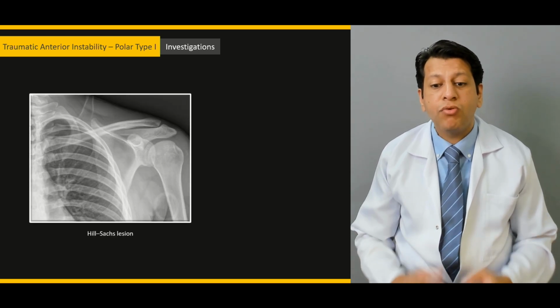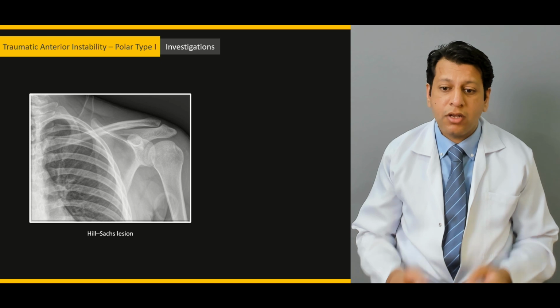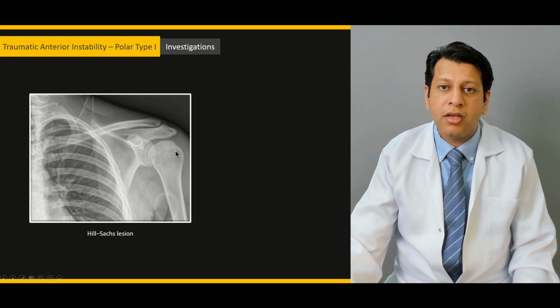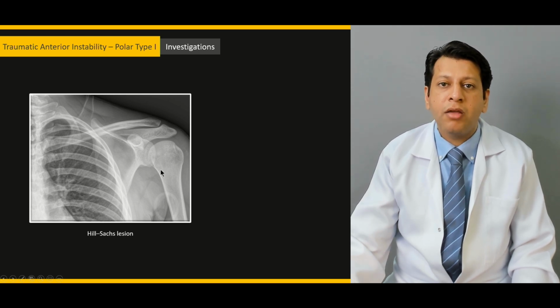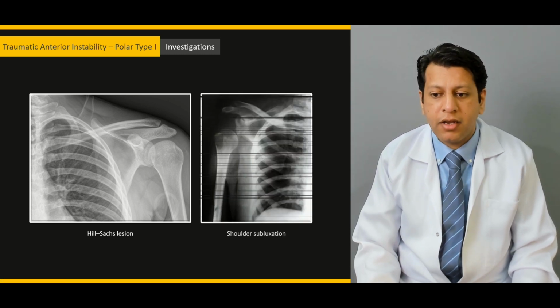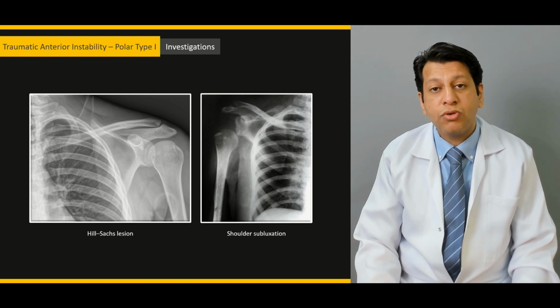For that, you have to go for X-rays, and this is an X-ray which is classically showing a Hill-Sachs lesion on the humeral head, which is most likely pathognomonic of a Bankart lesion. If there is a Hill-Sachs lesion in the humeral head despite articular incongruity, most likely there will definitely be a ligamentous Bankart, which may be visible on the MRI. This is also another form of it.